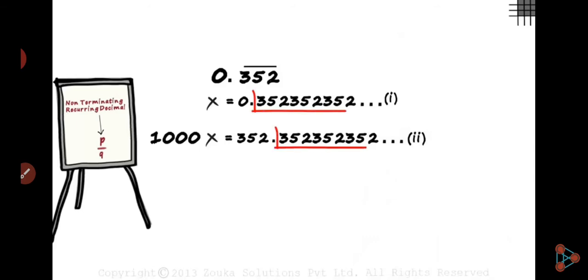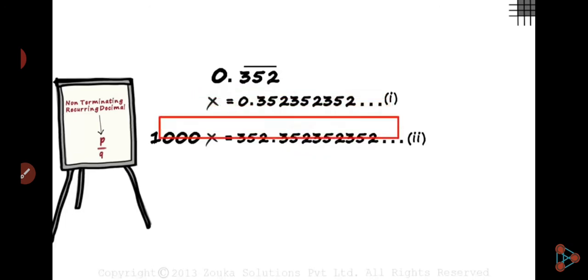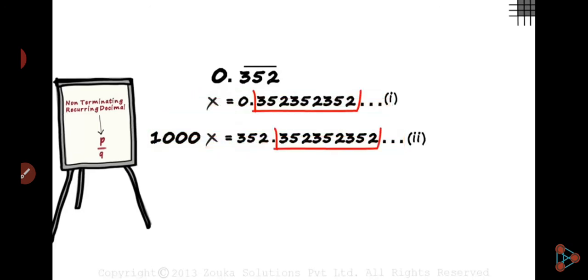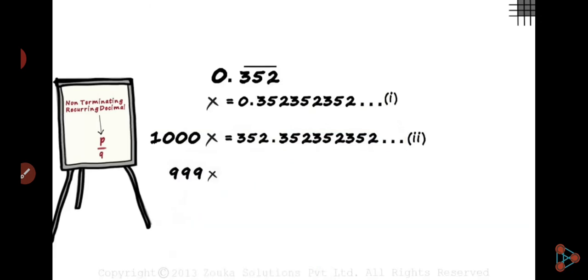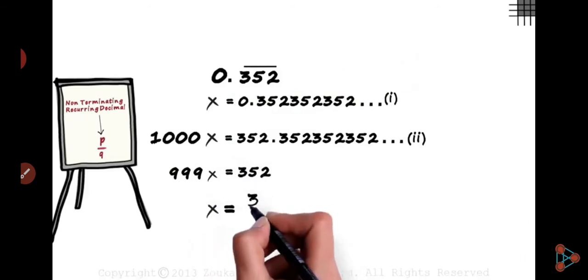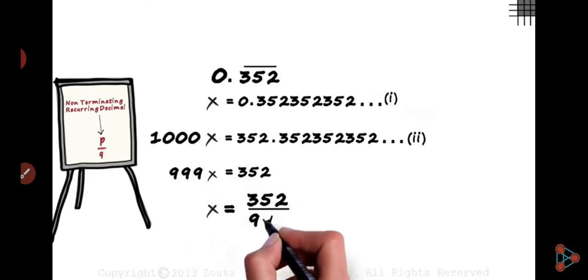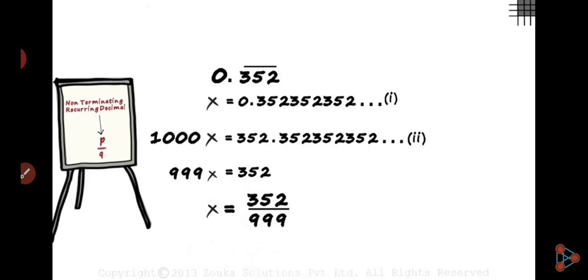Now subtract equation 1 from equation 2. We get 1000x minus x, that is 999x is equal to 352 only, because the remaining repeating digits cancel each other out. So our answer is 352 upon 999.